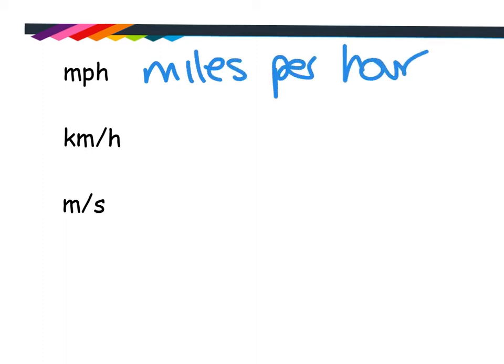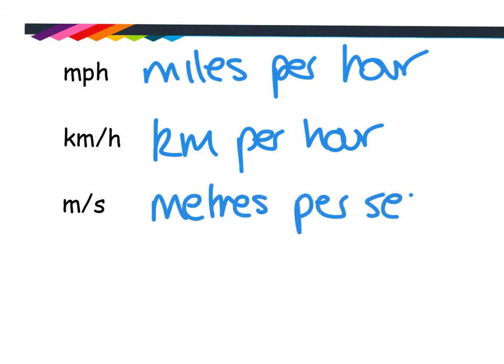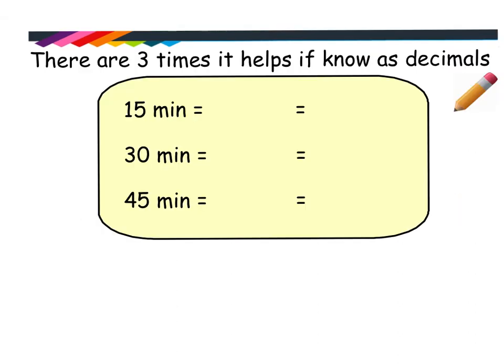So different units of speed, you may or may not have seen these already before, but just to remind you, mph stands for miles per hour. km/h is kilometres per hour. And m/s is metres per second. Now just watch out for that one, okay? So metres per second. And the 3 decimal times, just to recap, you need to know these off by heart.